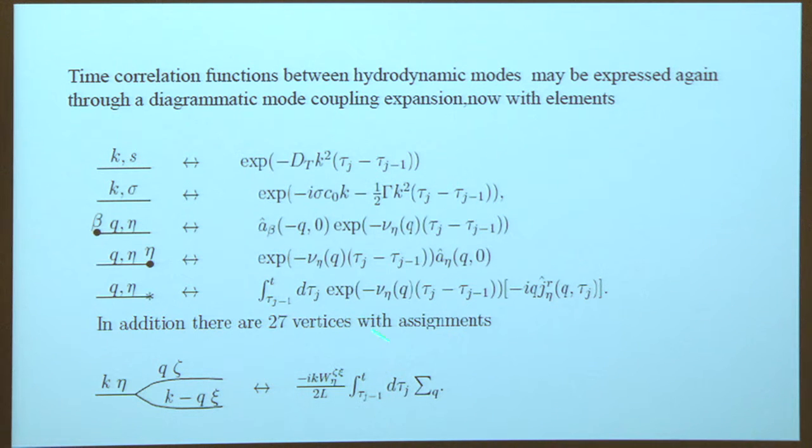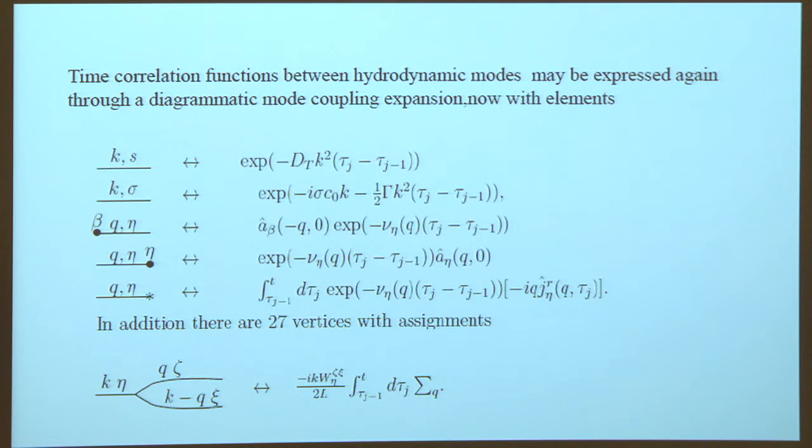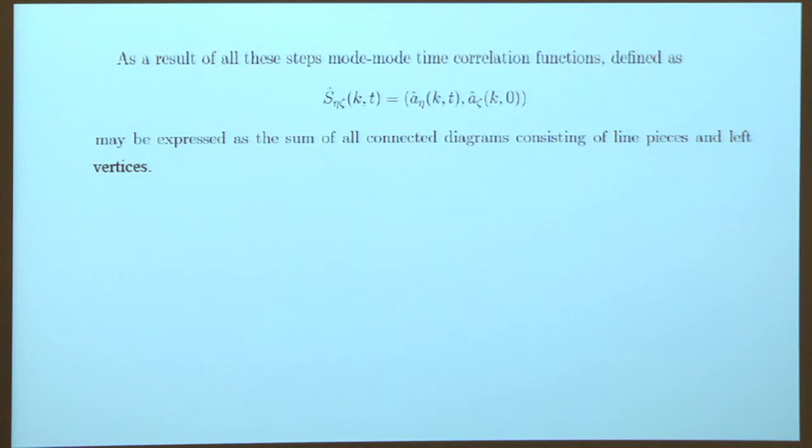Then for these things, you can set up your diagrammatic expansion again, but now you have to specify which mode is coupled to which pair of modes. And then you can look at correlation functions of these amplitudes, and they may be expressed as a sum of all connected diagrams consisting of line pieces and so far left vertices. And now we would like to make this simplification again, where we combine elements of diagrams into right vertices.